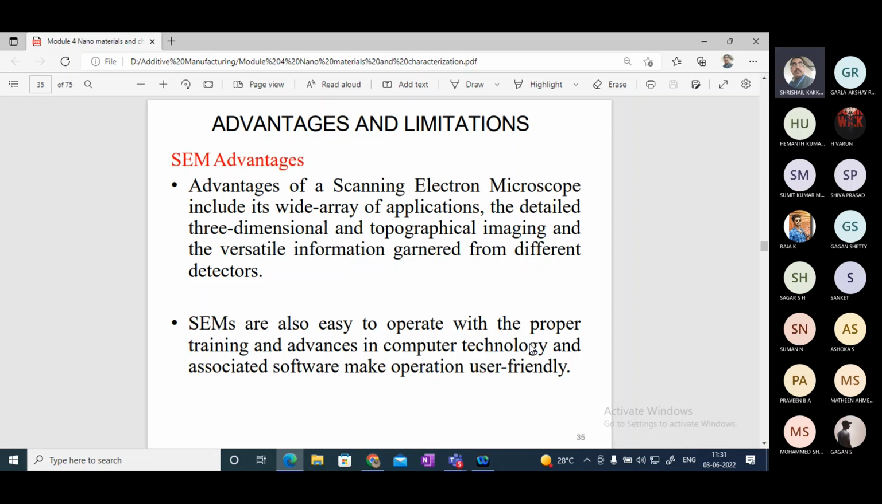But what are the limitations or disadvantages? Advantages, as I told, are that we can study the three-dimensional view of the object and its topography, that means the surface properties of the image. Apart from this, we can find out versatile information which is very essential for research work. To operate the scanning electron microscope, a properly trained person is required.